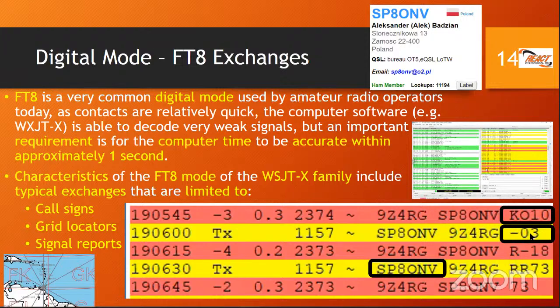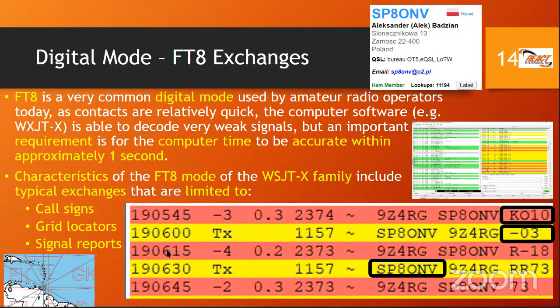And that transmission is giving the received signal. Notice that minus 03. Notice here minus 3 as well. So this is the exchange here. So this is the call. The first row is the call where Alexander makes the call to 9 Zulu 4 Romeo Golf. And then 9 Zulu 4 Romeo Golf responds to Alexander here by saying, I am receiving you at signal strength minus 3.